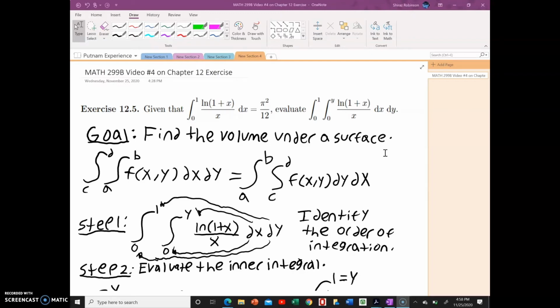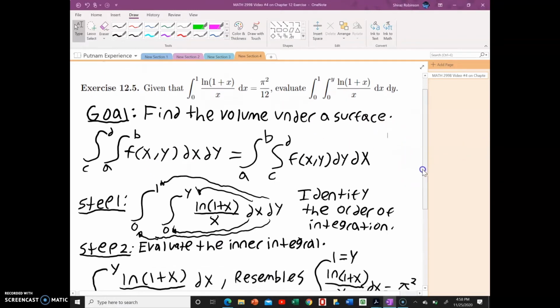So the first thing that I did was I had to identify the order of integration. Usually when you have your first integrand, that would be like your a to b, and that would correspond to integrating with respect to x, and then your outer integrand where your lower bound is c and your upper bound is d means that you're integrating with respect to y. When doing double integration, you want to integrate the innermost integrand and then move outward. So the first step for me was just identifying the order.